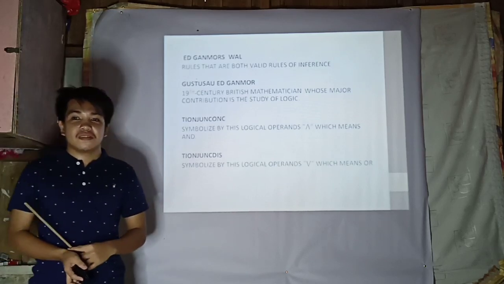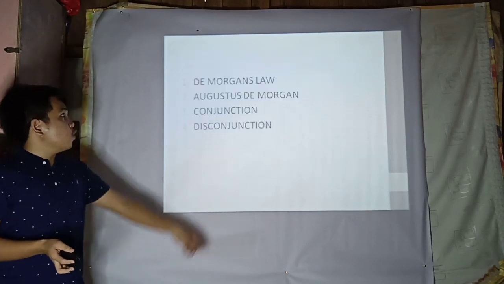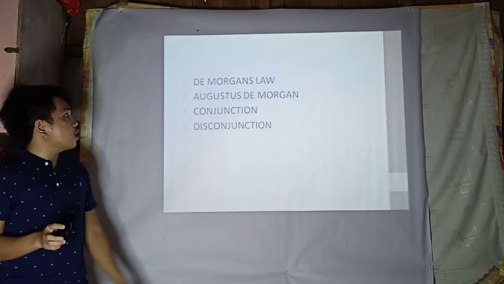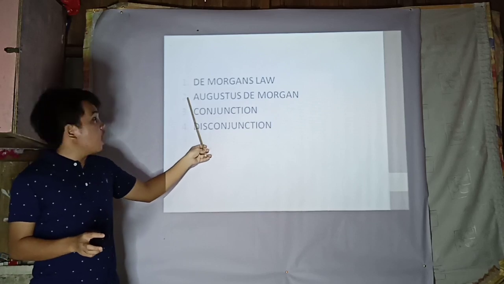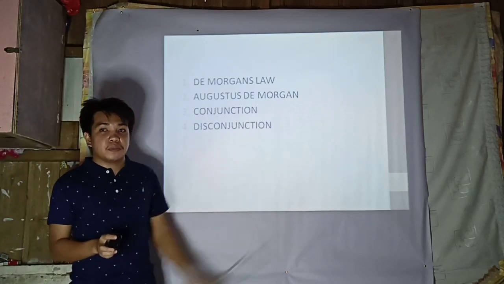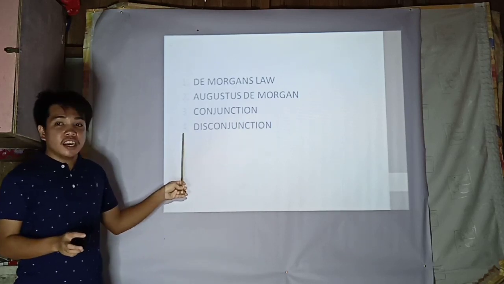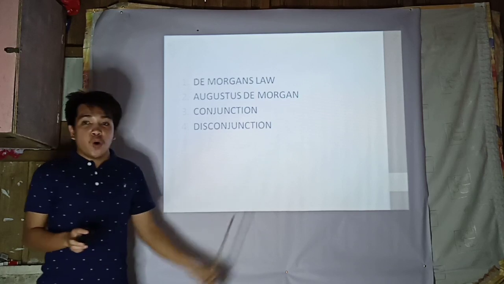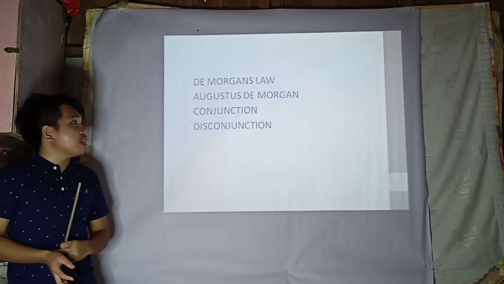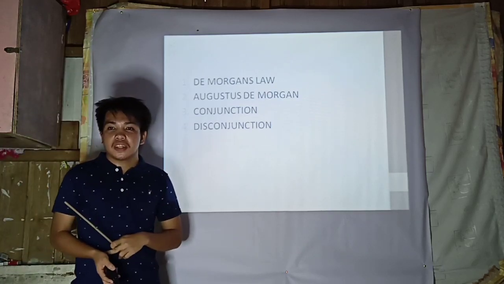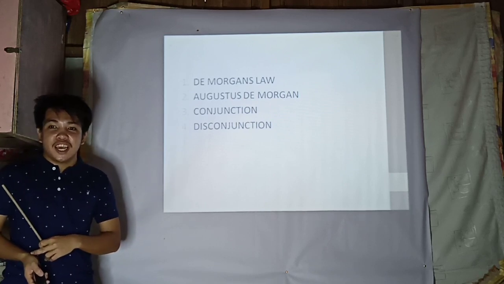Okay, are you done? Okay, let's check. For number 1, De Morgan's Law. Number 2, Augustus De Morgan. Number 3, conjunction. And number 4, disjunction. So, who got a perfect score? Okay, very good. 3. Okay, very good. 2. Okay, very good. 1.